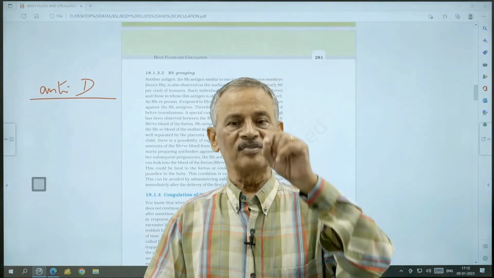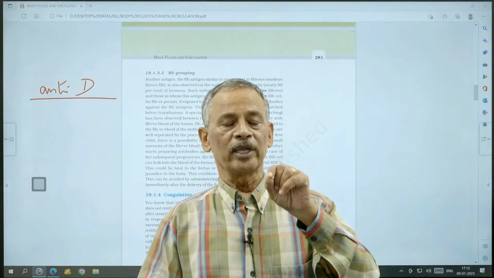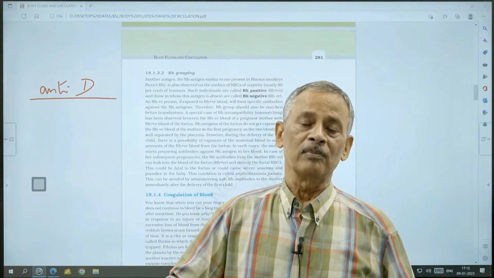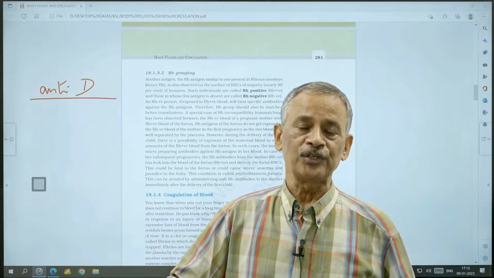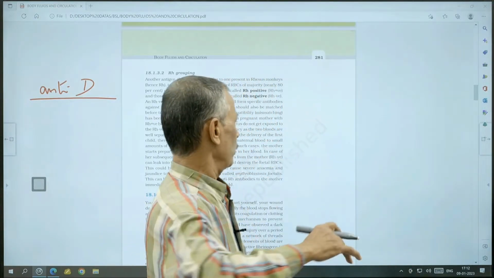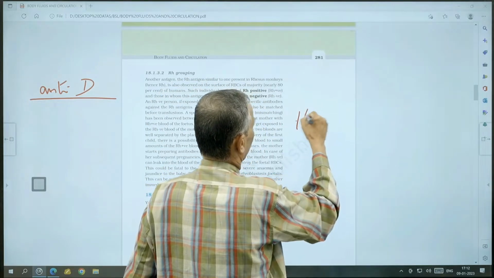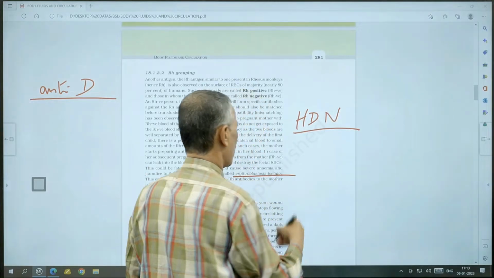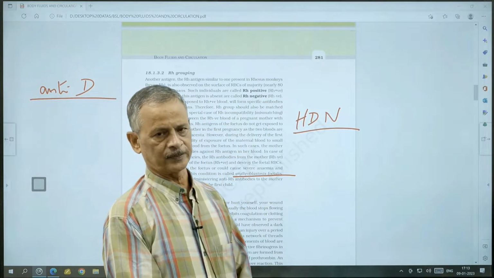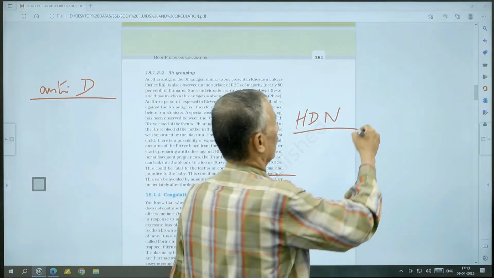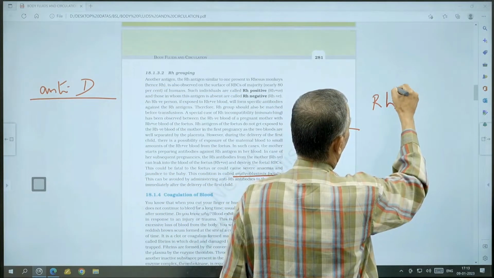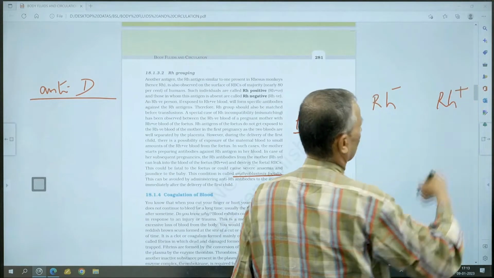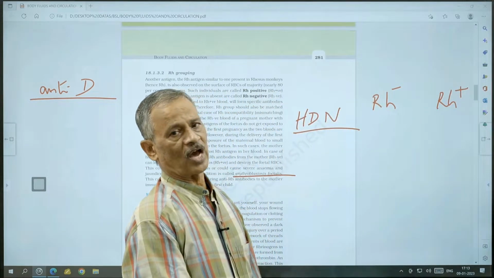And the discovery also gave way for an explanation for the occurrence of a problem called hemolytic disease of the newborn, commonly called HDN, also called erythroblastosis fetalis. See, a mother may be RH negative, but suppose that her husband is RH positive.